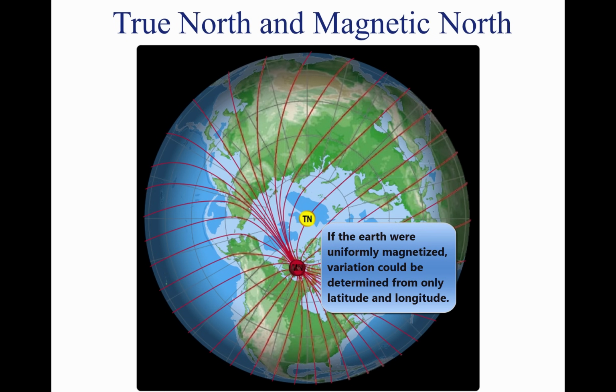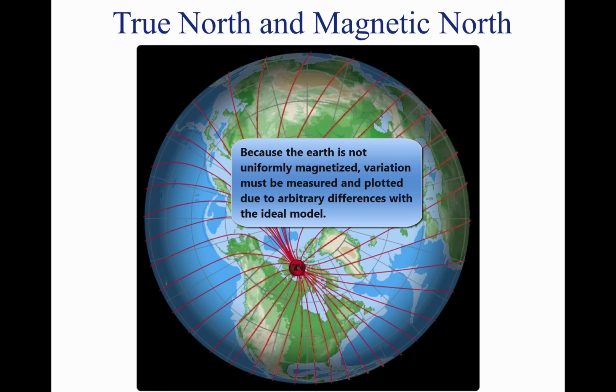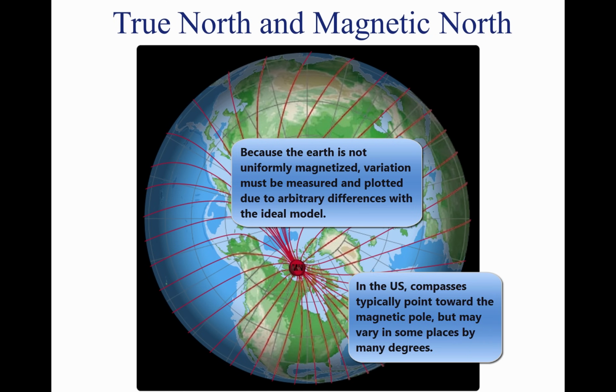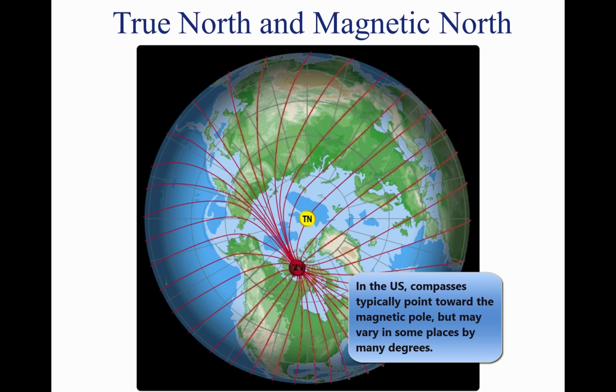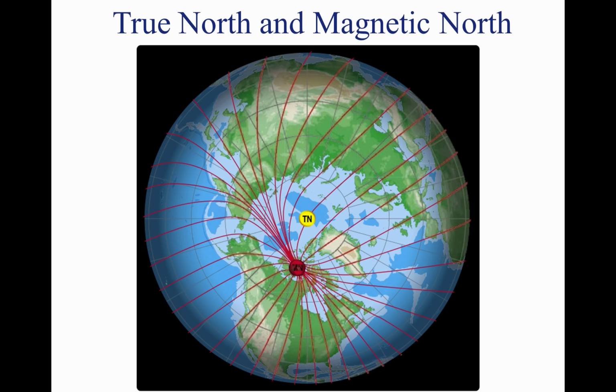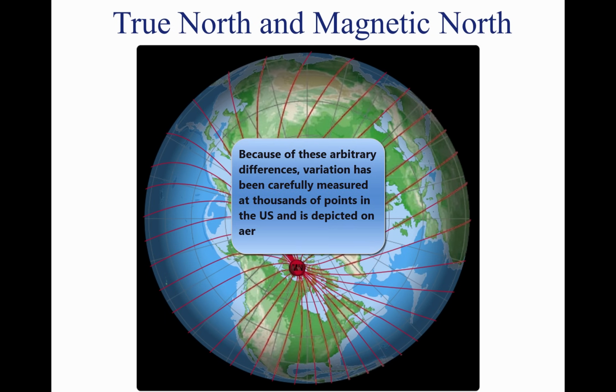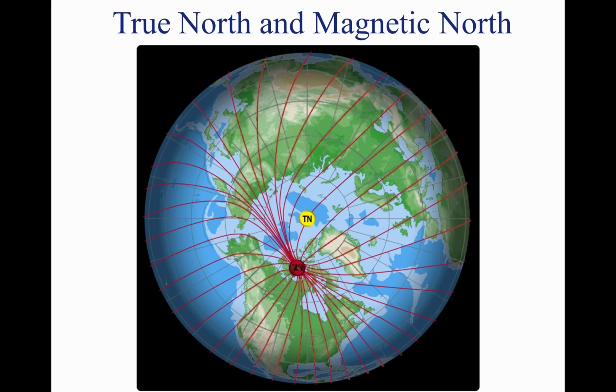If the Earth were uniformly magnetized, the compass needle would point toward the magnetic north, in which case the variation between true north, as shown by the geographical meridians, and magnetic north, as shown by the magnetic meridians, could be measured at any intersection of the meridians. Actually, the Earth is not uniformly magnetized. In the United States, the needle usually points in the general direction of the magnetic pole, but it may vary in certain geographical localities by many degrees. Consequently, the exact amount of variation at thousands of selected locations in the United States has been carefully determined.